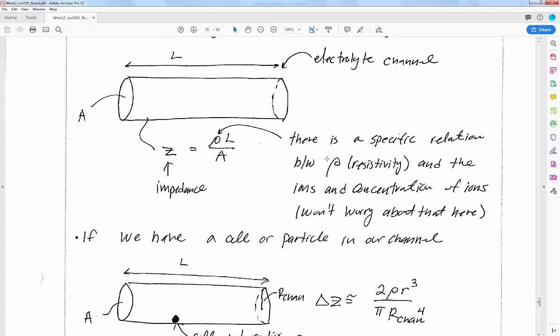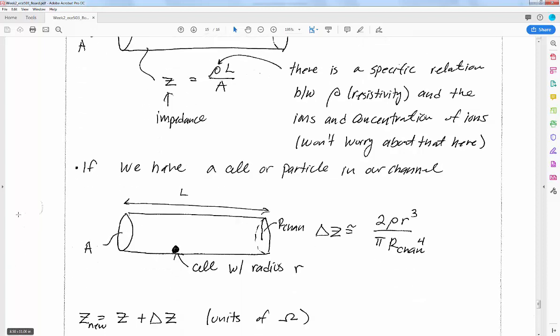And as I mentioned before, rho can be calculated by knowing the concentrations of the different ions that are sitting in here. Okay, so if we do have a cell in our chamber here, and just for this class to make it easy on us, we're going to assume that the cell is a sphere and it has a radius of lowercase r. Obviously that's not true, that's an assumption, but it does make our life a little easier in terms of figuring out how exactly the impedance will change.